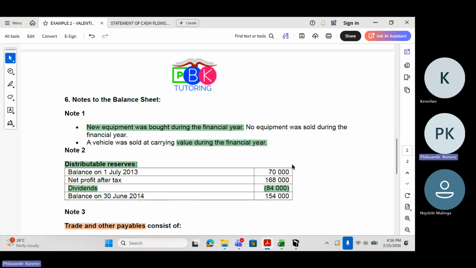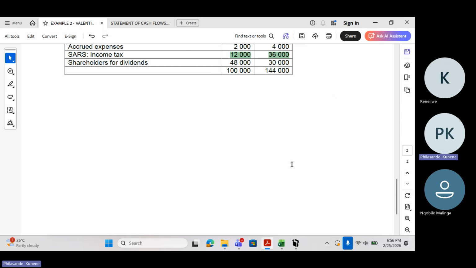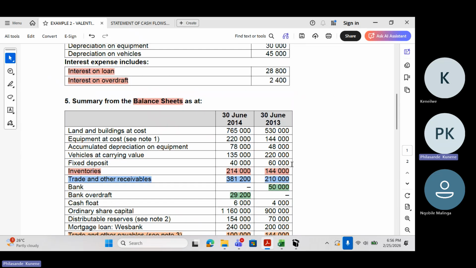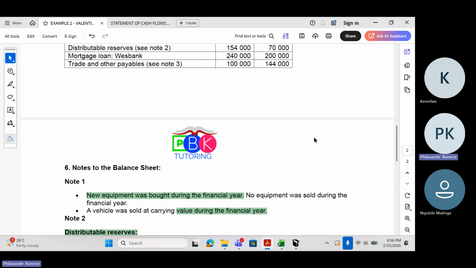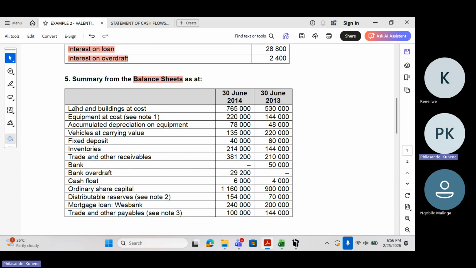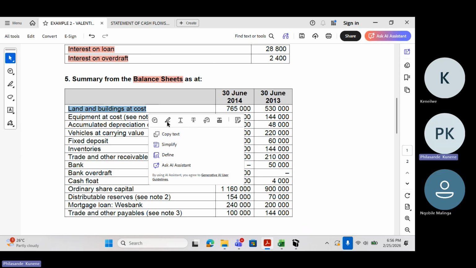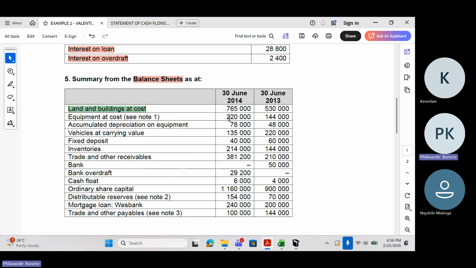Let's go and see again how we're going to do that. Let's go to the balance sheet and look at that section. So we're done with all these inventories and cash, we're going to look at it later. Now we're dealing with land and buildings. There's nothing in the notes that affects land and buildings. It was 530,000 in the previous year, now it is 765,000 rands.